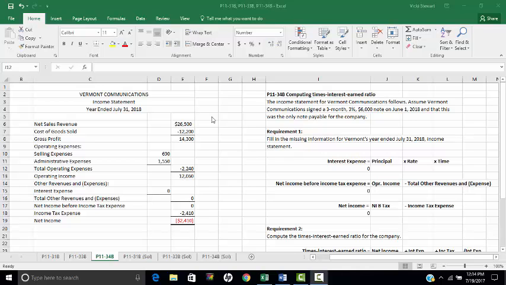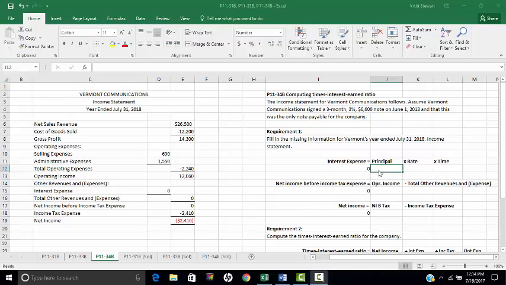2018 income statement. So the problem has given us the income statement for the year ended July 31, 2018, and we need to complete this, and then we're going to use some information from this to compute the times interest earned ratio. We notice that we're missing the interest expense and then net income before interest. Income tax expense, and then an update on net income.